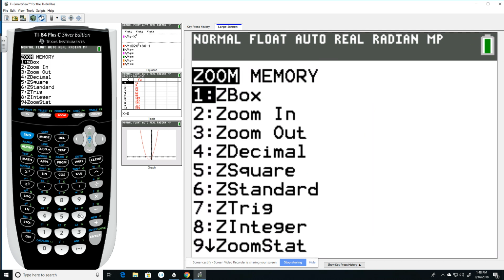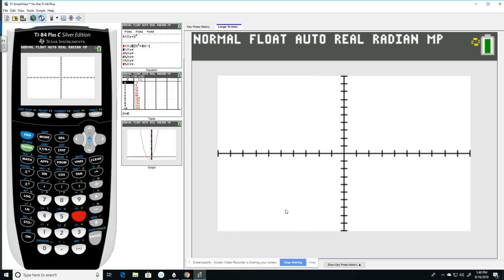We're going to stick with zoom standard for now because it's going to give us the help that we need the most. It lets us kind of see, I can tell that right here I cross the y-axis at about -1, -2, -3, at about -4. At -4 over, I cross my x-axis.